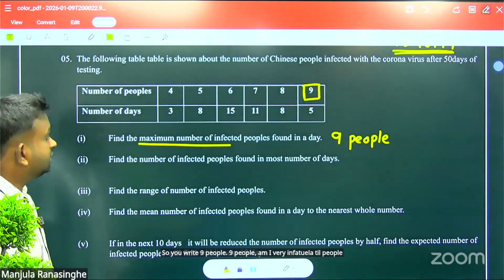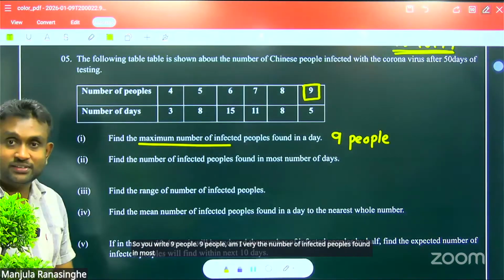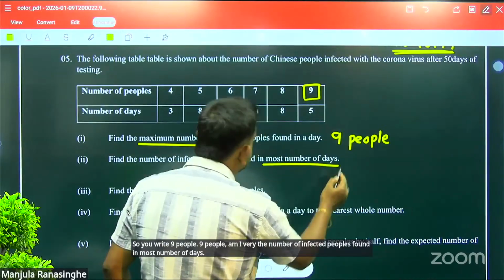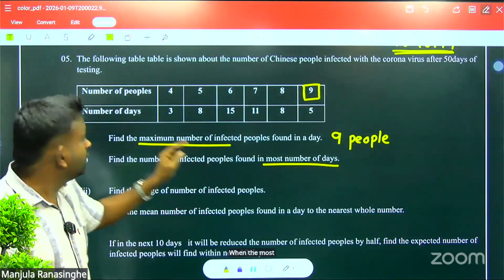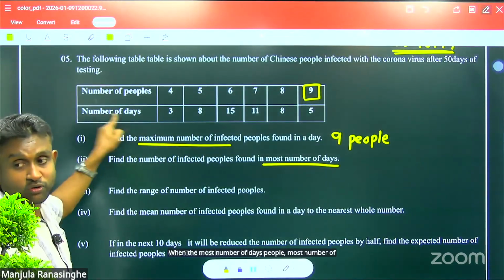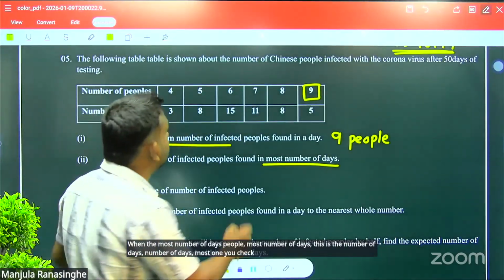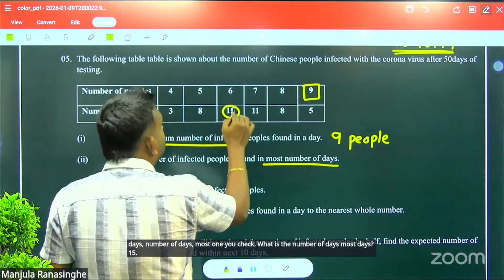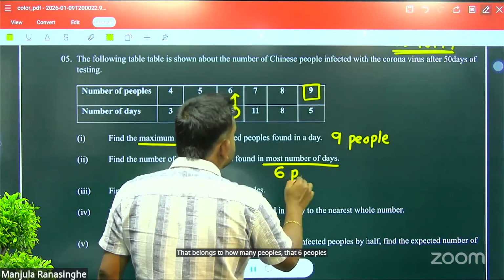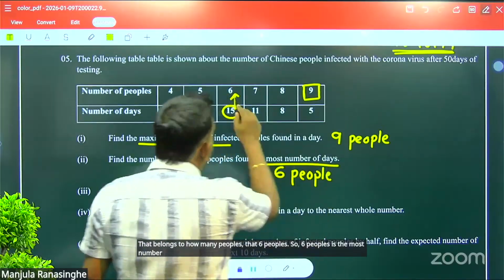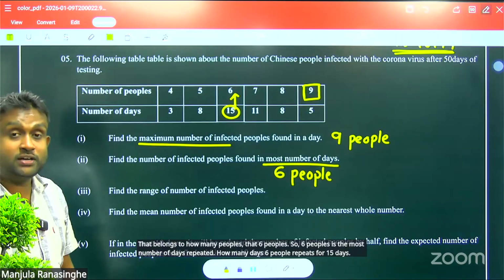Then find the number of infected people found in the most number of days. Look at the two words: most number of days. This is the number of days. Check the number of days that is most, which is 15. That belongs to 6 people. So 6 people is the most repeated. For how many days do 6 people repeat? For 15 days. So the answer to this question is 6 people.